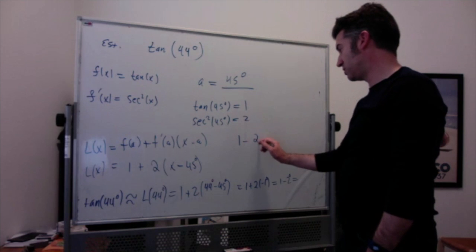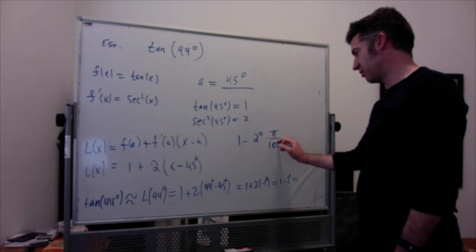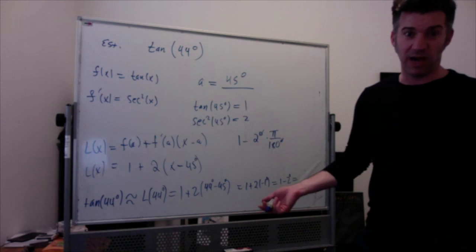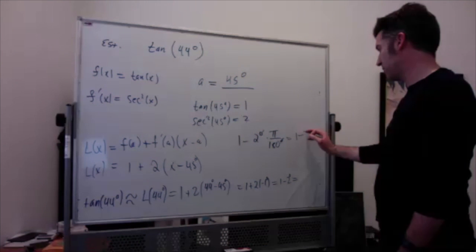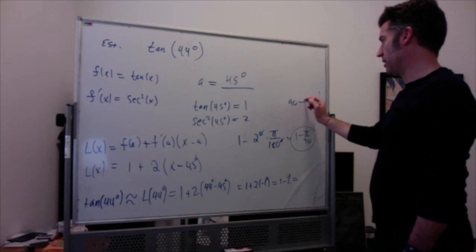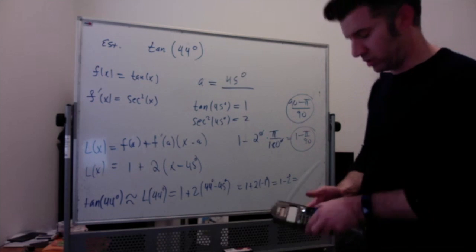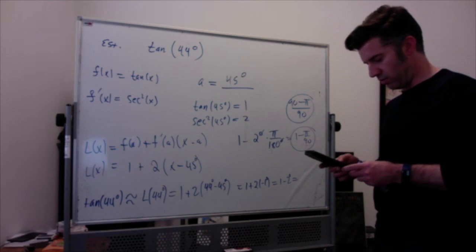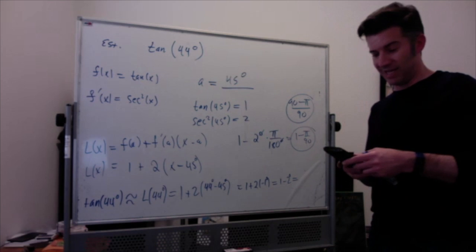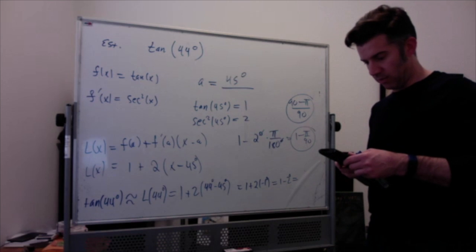1 minus, so how do I change degrees to radians? I multiply by pi radians over 180 degrees. The degree units cancel out. I can also cancel a 2 and get pi over 90. And I get 1 minus pi over 90. Or if you prefer a common denominator, 90 minus pi all over 90. Either way, if you use a calculator, 1 minus pi over 90 is about 0.96509, whereas tangent of 44 degrees was about 0.965.